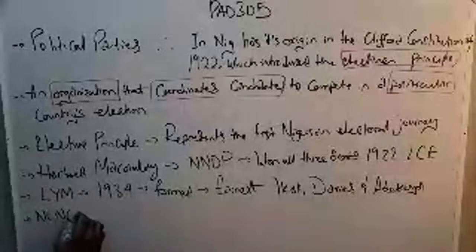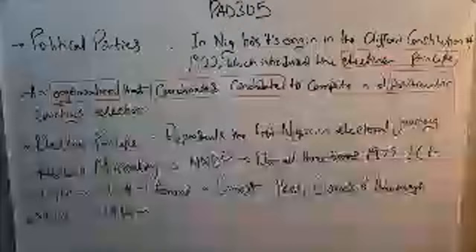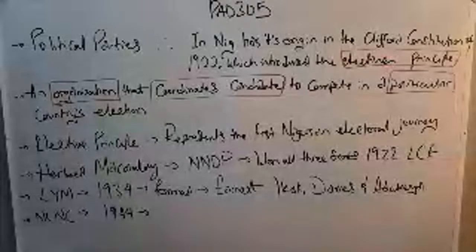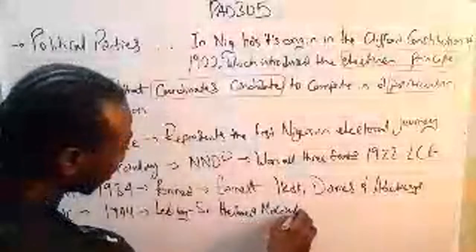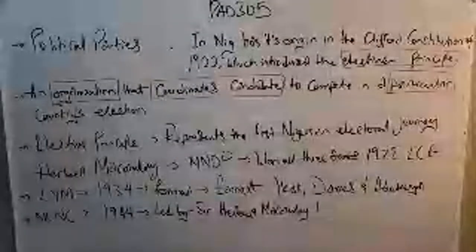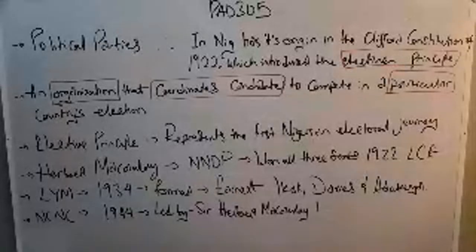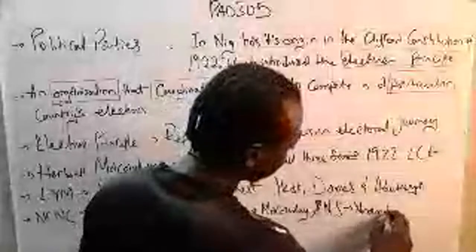We also have the NCNC, which was the next political party. The NCNC was led by Herbert Macaulay, and Nnamdi Azikiwe served as the national secretary. So we have that.